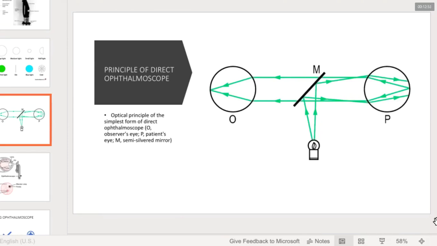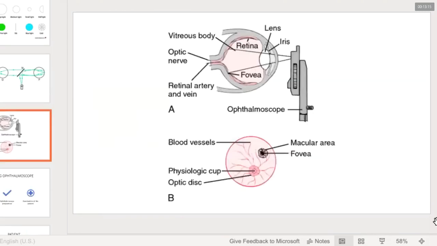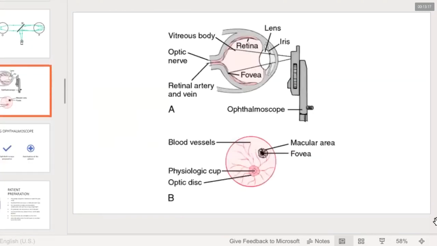Okay. So how does the light travel in the direct ophthalmoscope? As I mentioned before, from the light source to the mirror, and then from the mirror it is reflected onto the patient's retina, and then from the patient's retina it is reflected back into the viewing window towards the observer's retina. O stands for observer and P is for patient.